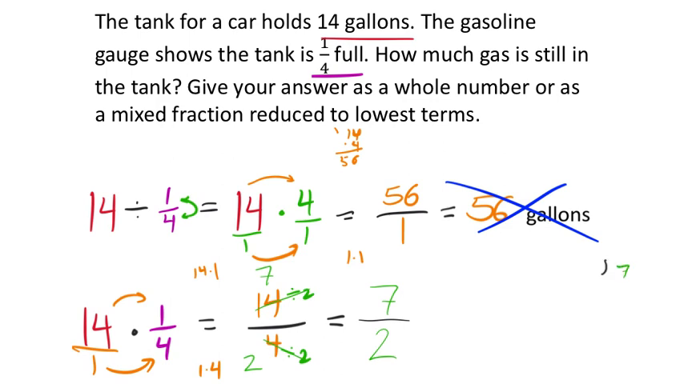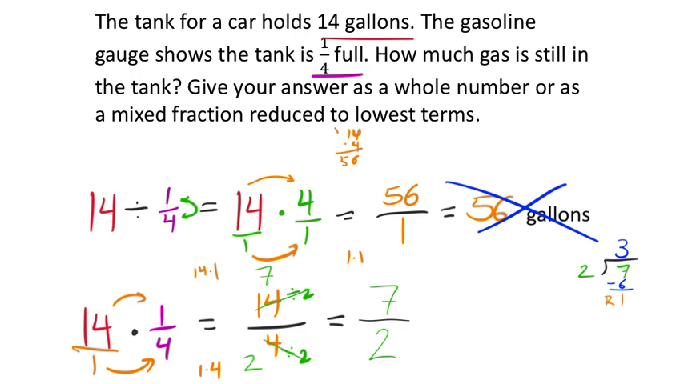We do 7 divided by 2. Well, 2 will go into 7 3 times. 3 times 2 is 6. So of the 7, we use 6. So we have a remainder of 1.